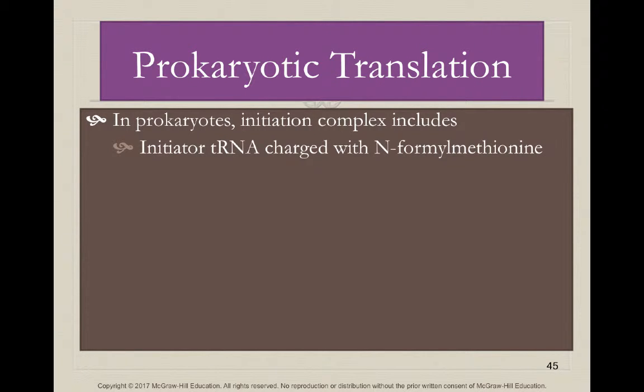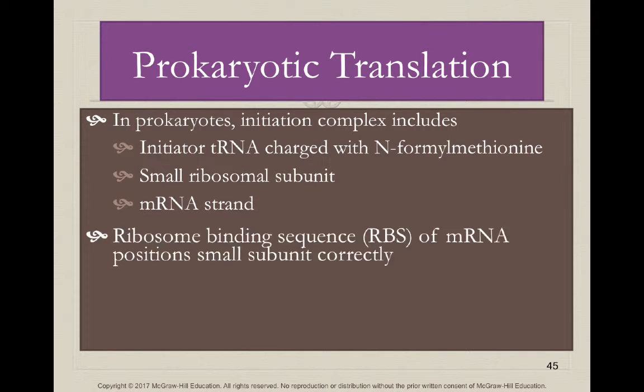So looking at translation in prokaryotes, there is an initiation complex. Just like we have a transcription initiation complex, there's a translation initiation complex because things have to start the process off. So what does that include? Well, it includes the initiator transfer RNA that has methionine on it, the small subunit, and the messenger RNA strand. So when those three things all come together, that starts the process of initiation.